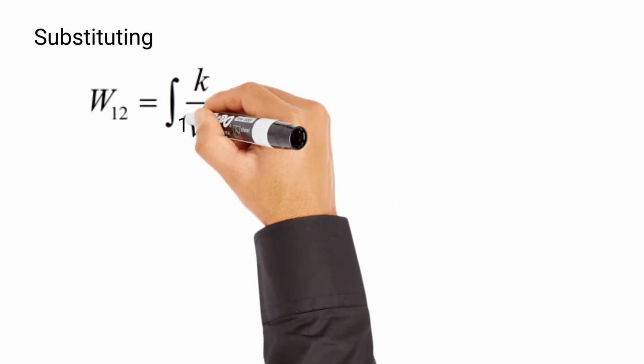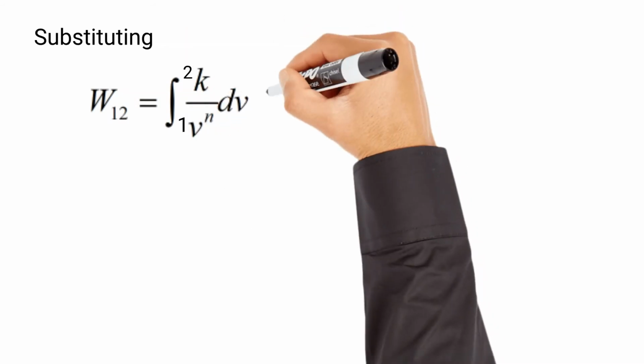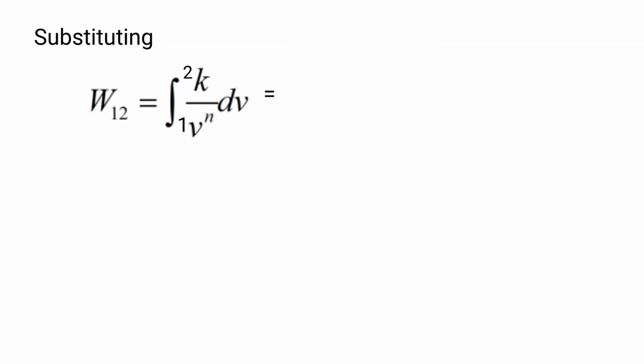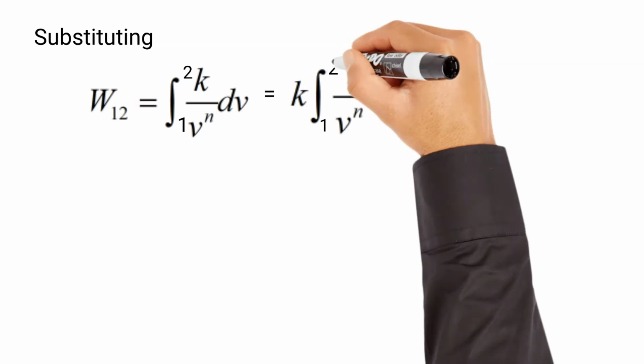Substituting inside the work formula, we're going to have W12 equals integral K over V raised to the power n dV. Next, we'll bring the K out of the integral sign. Don't forget the limits from 1 to 2, okay? So if we bring K out, we're going to have K integral 1 over V raised to the power n dV from process 1 to 2.